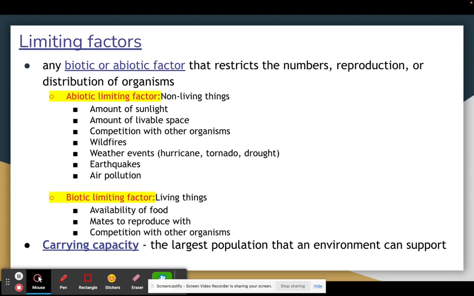But when we're talking about the maximum carrying capacity, we're talking about the maximum number of species that can be supported in an area before the population starts to decline again. So these are our notes for 5.2.